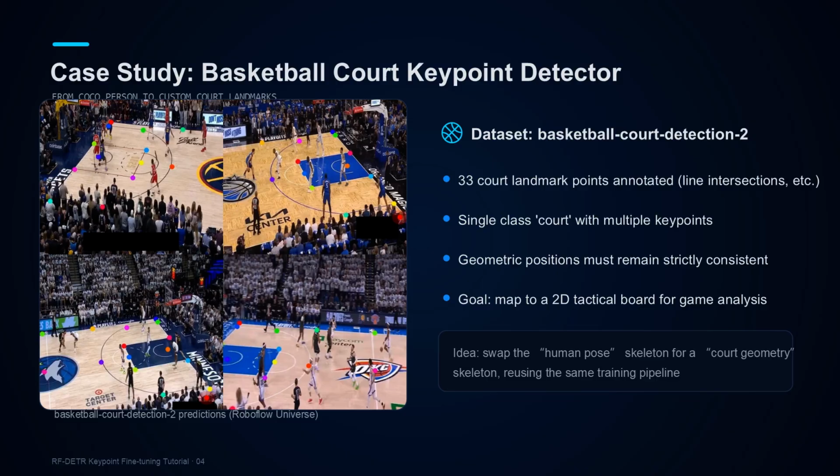Let's ground this with a concrete case. The dataset is basketball court detection, annotated with 33 court landmark points such as intersections of various lines. Once trained, its goal is to map the court into a 2D tactical board for game analysis.